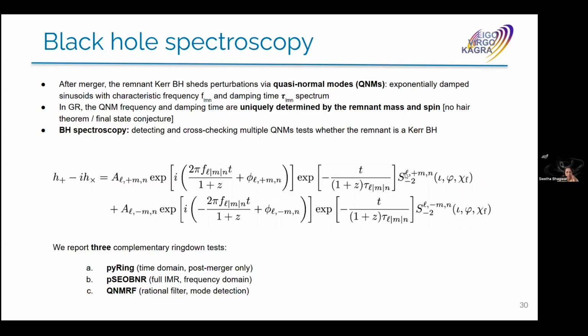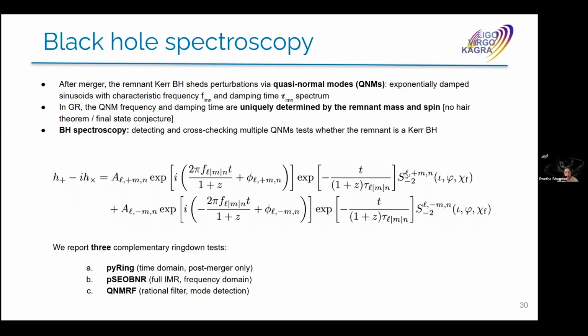Now I will present the results from the third paper in our GWTC4 test of GR series, specifically the ring-down test performed on the first half of the fourth observing run. In this paper, the central big picture question we're asking is, after the two black holes merge, does the remnant behave exactly like what GR predicts?